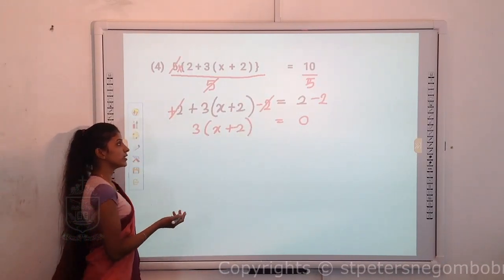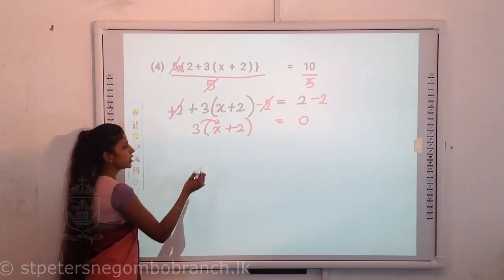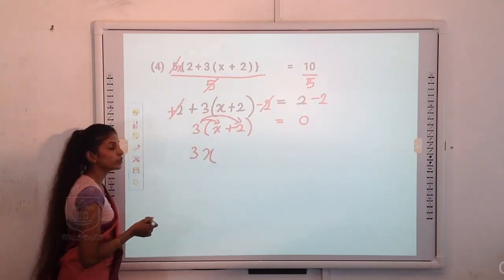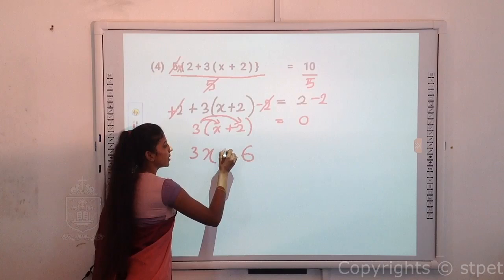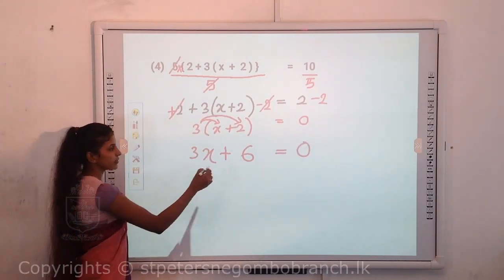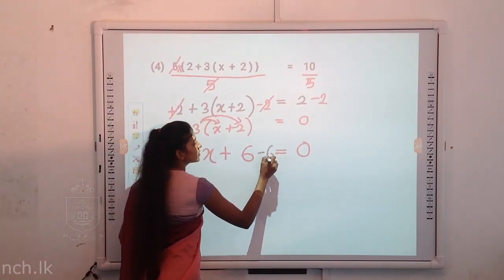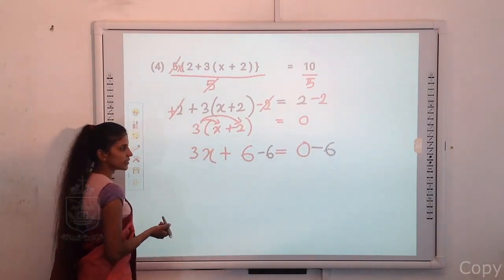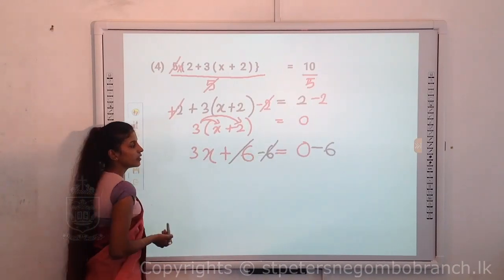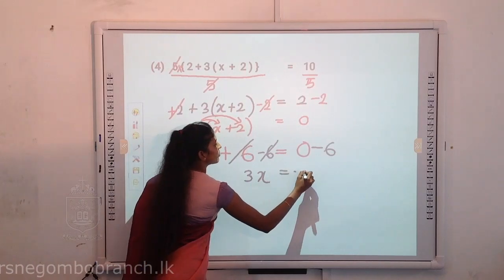So our next step is to remove the bracket. In removing the bracket, we multiply 3 by x, that is 3x, and 3 times 2, the answer is 6, equals 0. Now you have to cancel this 6. To remove it, you subtract 6 from both sides. Since it is plus, the opposite is minus. So 6 will cancel. What is remaining? 3x equals minus 6.